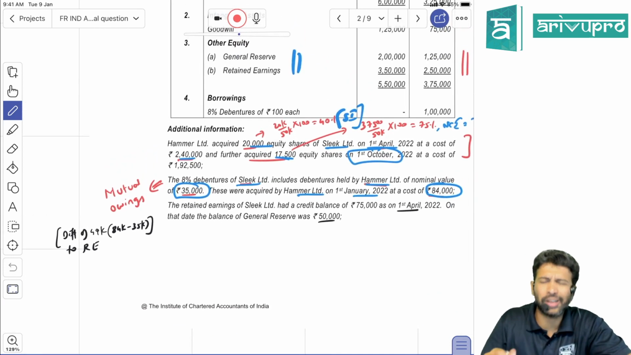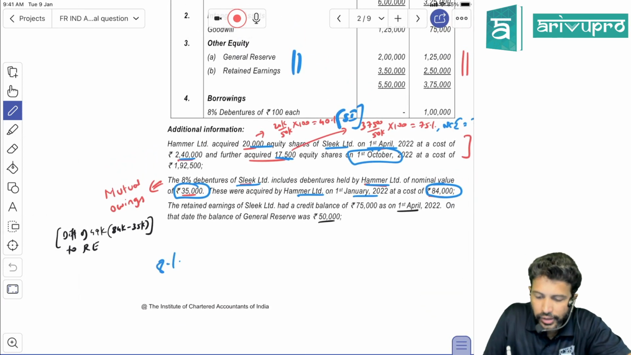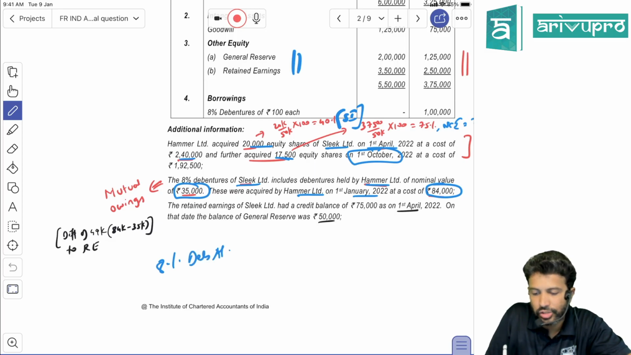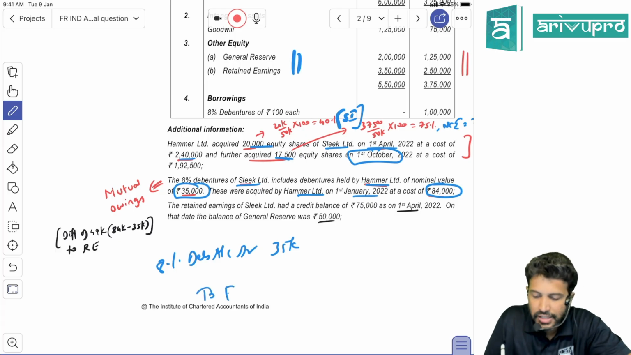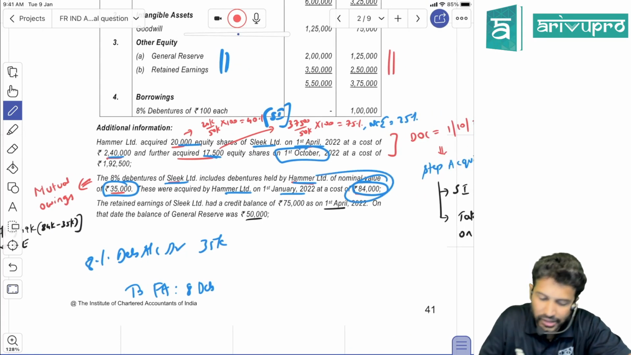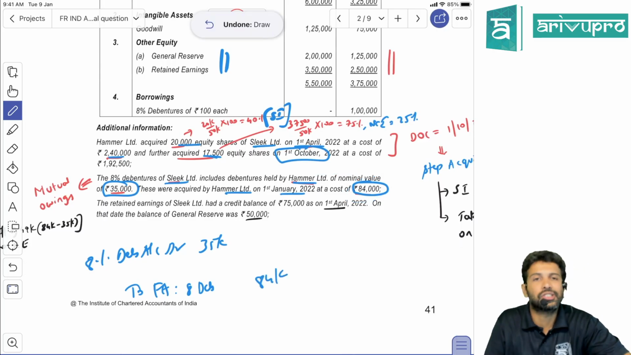So the entry you have to pass is to cancel the debenture. The 8% financial liability debentures will be debited. The debenture is shown at 35, so you'll debit at 35. You have to cancel the financial asset, 8% debentures. For another company, it is a financial asset. How much are they showing it at? 84. So this journal entry is not matching.